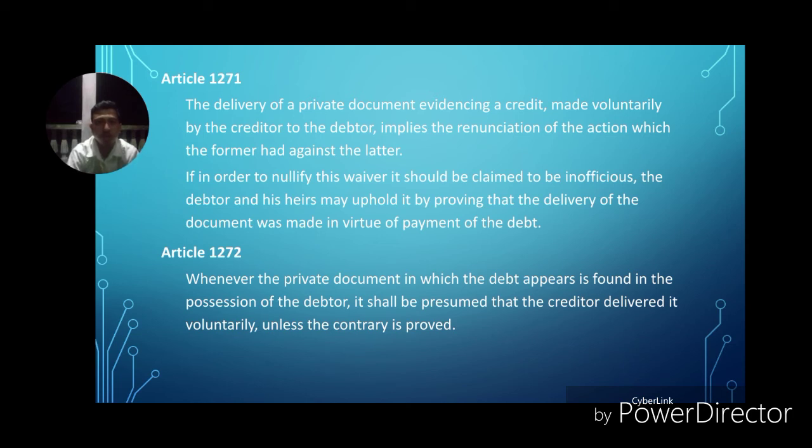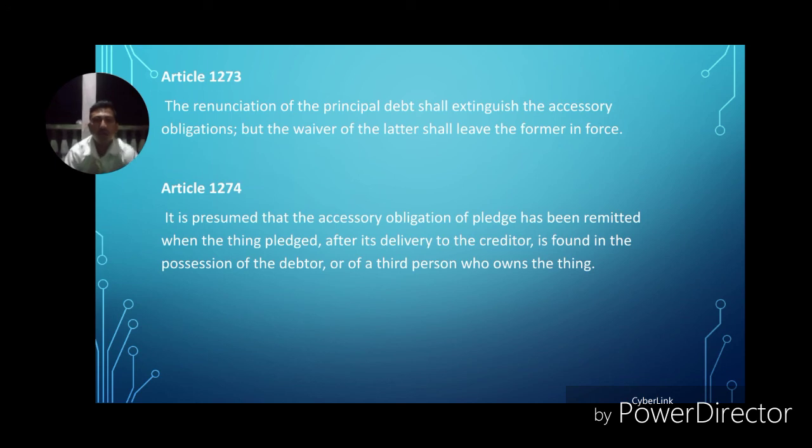Article 1272. Whenever the private document in which the debt appears is found in the possession of the debtor, it shall be presumed that the creditor delivered it voluntarily, unless the contrary is proved. Article 1273. The renunciation of the principal debt shall extinguish the accessory obligations, but the waiver of the latter shall leave the former in force. Article 1274. It is presumed that the accessory obligation of pledge has been remitted when the thing pledged, after its delivery to the creditor, is found in the possession of the debtor, or of a third person who owns the thing.